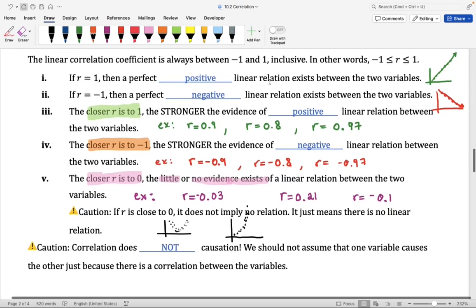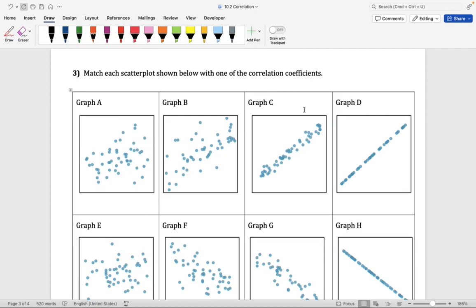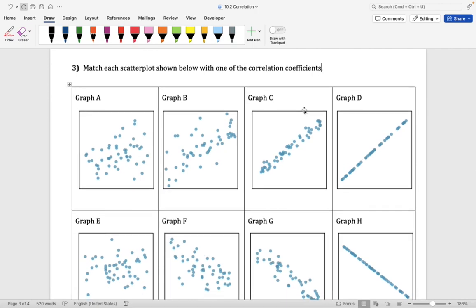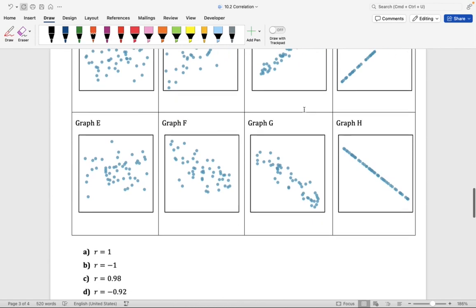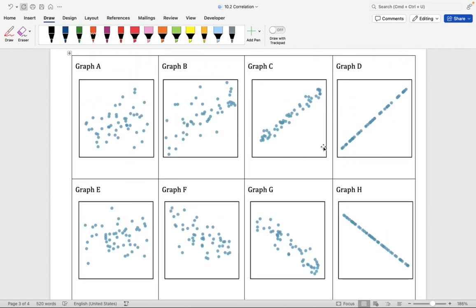Now, after looking at the properties, we are ready to play this game, where we're going to be matching each of the scatter plots shown below with one of the correlation coefficients we have below. How should we start? We can look at the graphs and try to find the correlation coefficient. We could also look at the correlation coefficients and try to match them with the graphs. Let's start by just looking at the graphs, and let's start with the easiest ones.